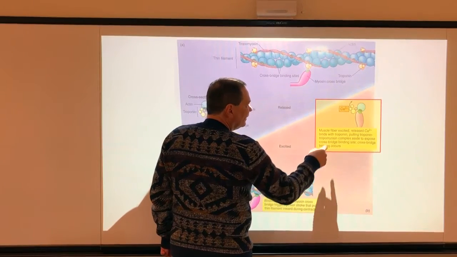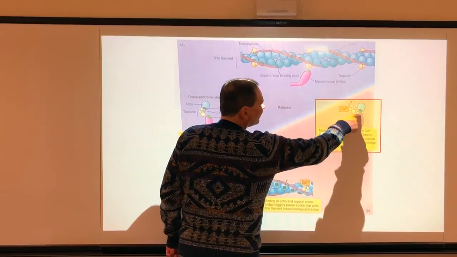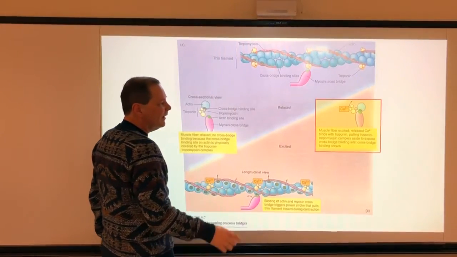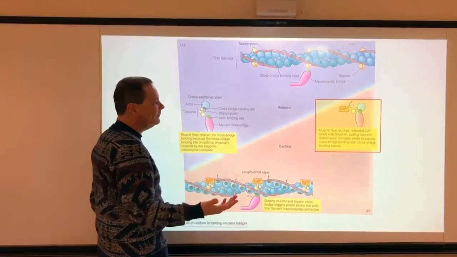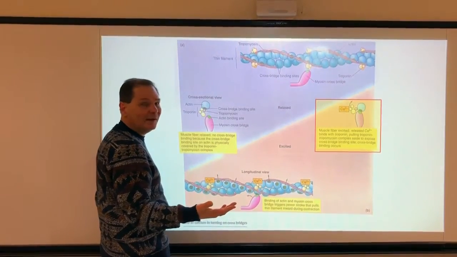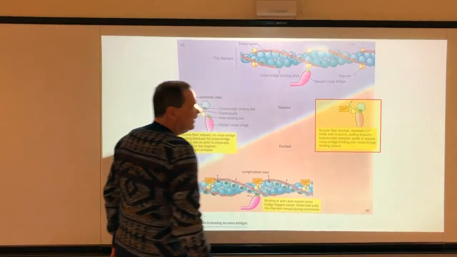And they shove this tropomyosin away from the myosin binding site on actin, and they expose it so that now it can bind myosin. Okay, and you'll note there are the 3 monomers here, I, T, and C.